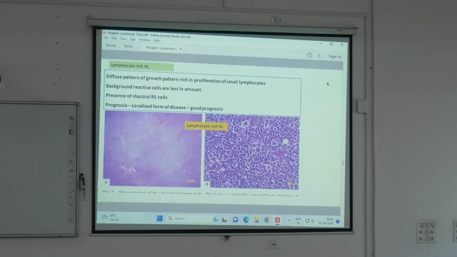Next, lymphocyte rich Hodgkin lymphoma. Here there is diffuse enlargement, and it is lymphocyte rich. See, this is the RS cell, and the hyperchromatic or dark nuclei are all lymphocytes. The microscopic pattern shows a very rich population of lymphocytes, that's why it is called lymphocyte rich.